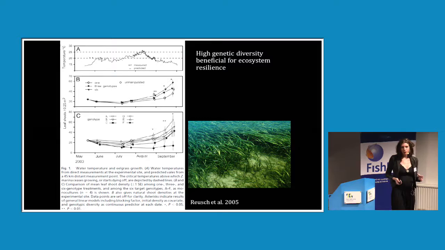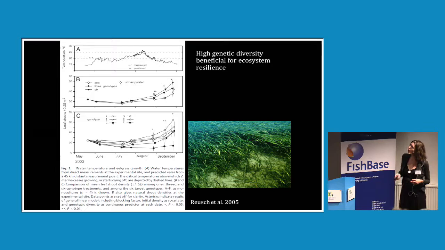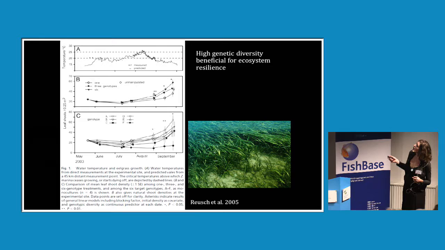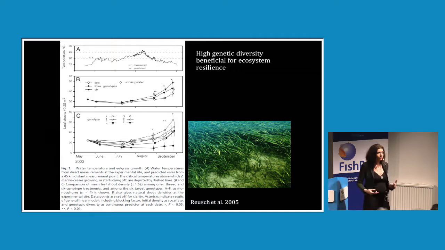But also in the short term, genetic variation is beneficial for ecosystems and species. And here is an example of that from the southern Baltic Sea. It's a study of eelgrass, where it was shown that communities of eelgrass with higher genetic variation had a much better recovery after a heat shock. It was an extremely warm summer. And here you see that these lines show communities with low genetic variation, they recovered more slowly than communities with high genetic variation. So also in the short term, genetic variation is beneficial for populations.